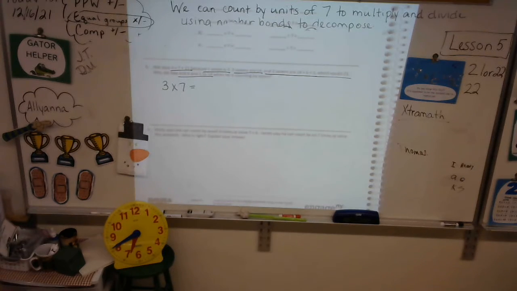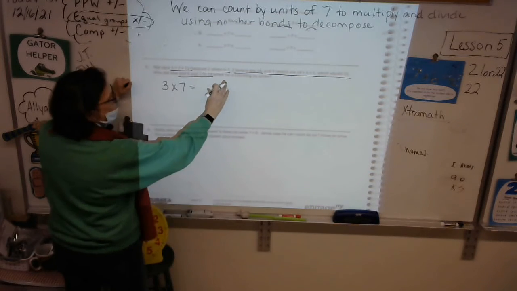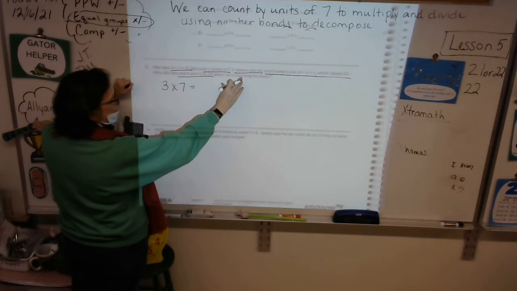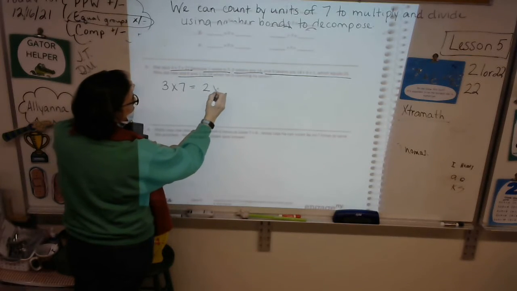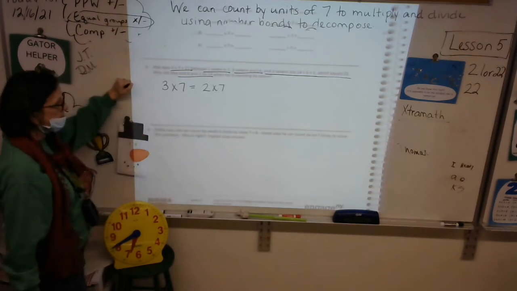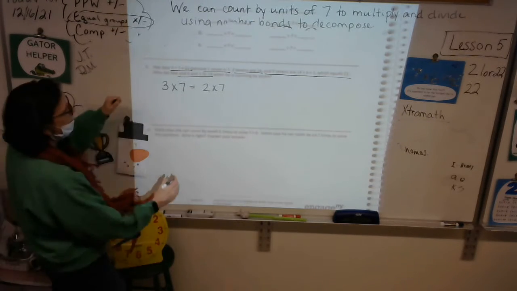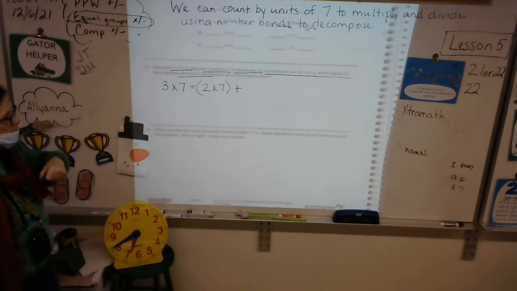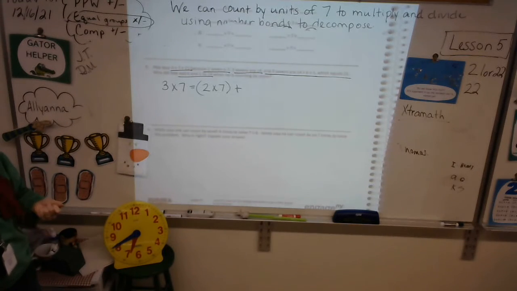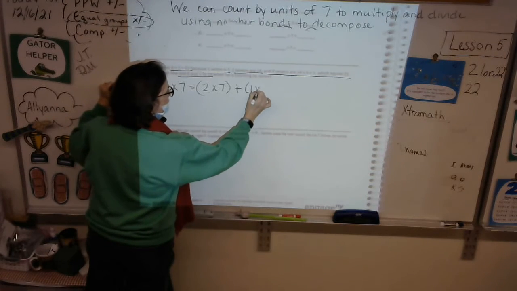Got to finish it. Okay, 3 times 7. And he says it is 1 seven and 2 sevens. So if he says 2 sevens, let's go ahead. 3 sevens is 2 sevens, right? He's kind of doing the distributive property plus 1 more 7. What's 1 more 7? 1 times 7.